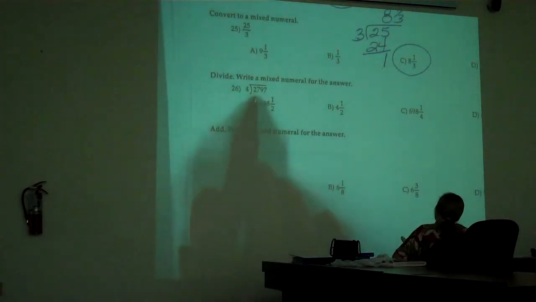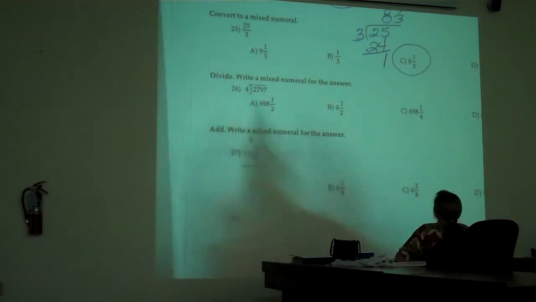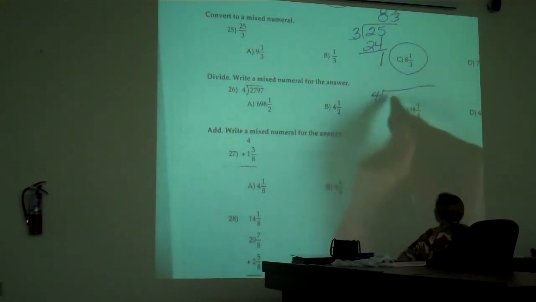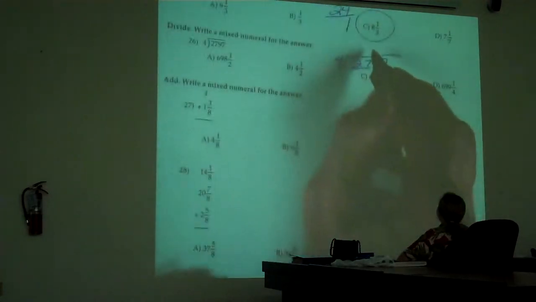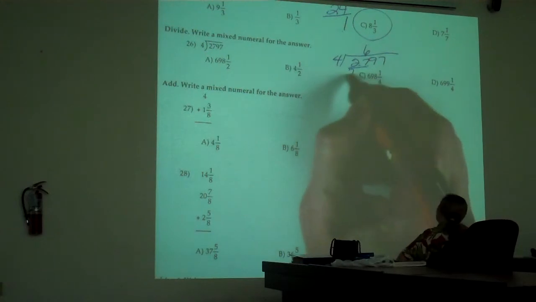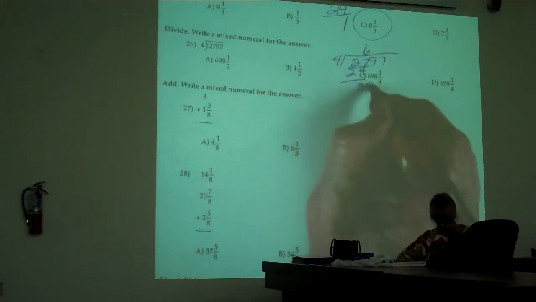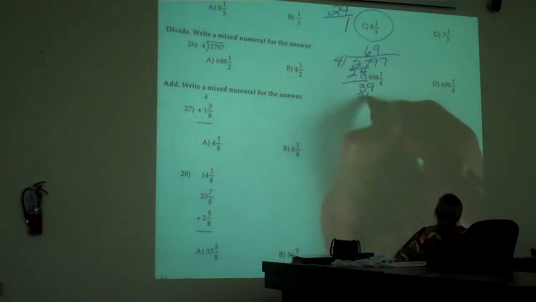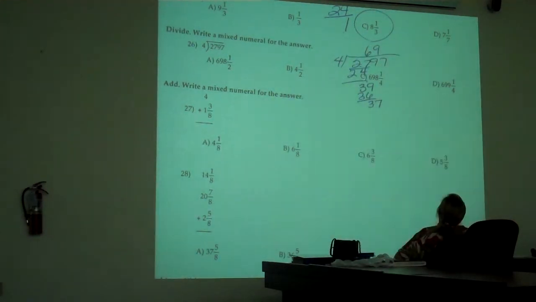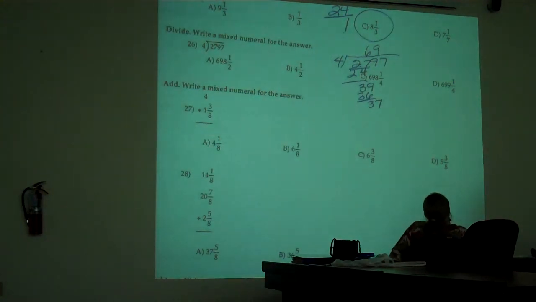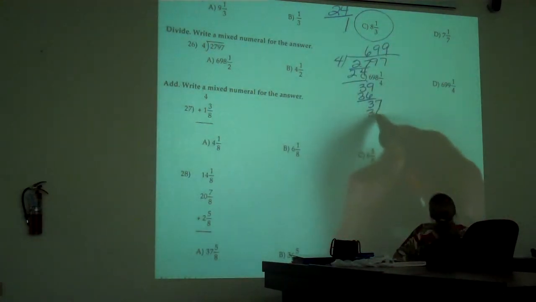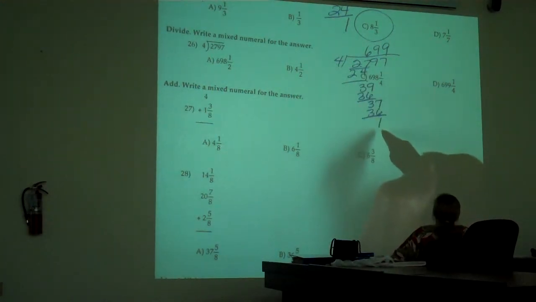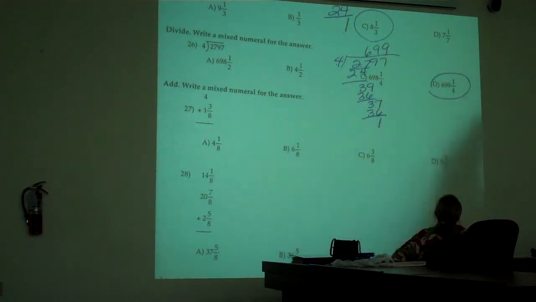Same thing here, we already have it under there for you. That's going to be 4 into 2797. 4 into 27, that's going to be 6. 4 into 39, that's going to be another 9. 9 times 4 is 36. 4 into 37, get 9 again. And then you're going to have a remainder, so it's going to be 1/4. 699 and 1/4.